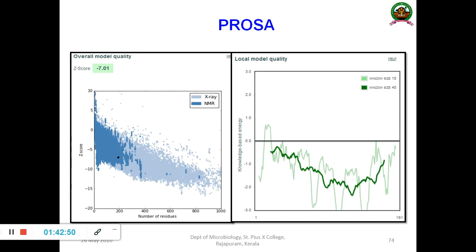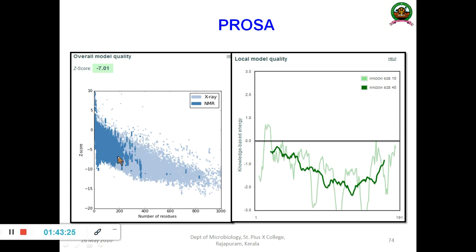Then the next one is PROSA. This is one of the important tools. Here you can see on the x-axis the number of residues of the modeled protein, and on the y-axis a possible z-score. There are two regions: a dark blue color and a light blue color. The dark blue color is the range of z-scores of NMR structures. Similarly, light blue indicates the range for X-ray structures.